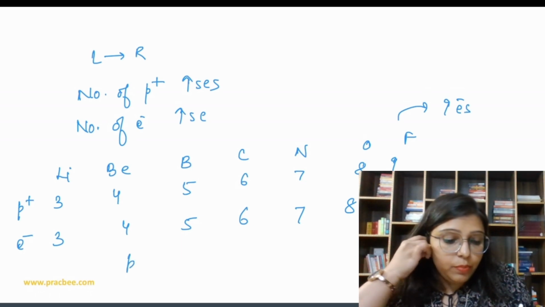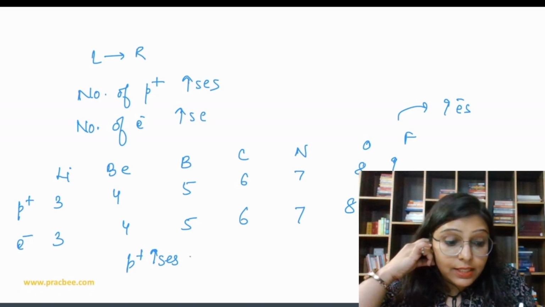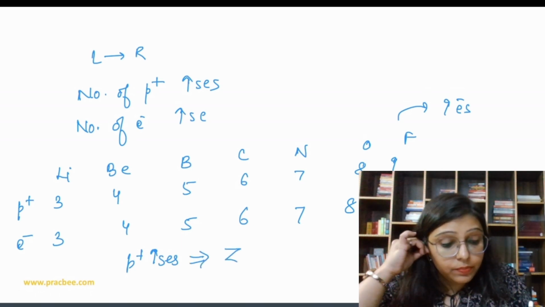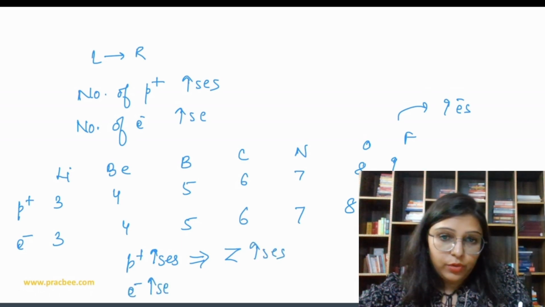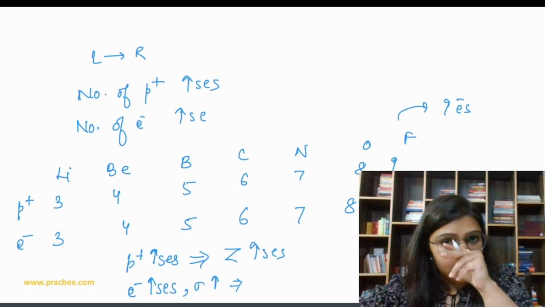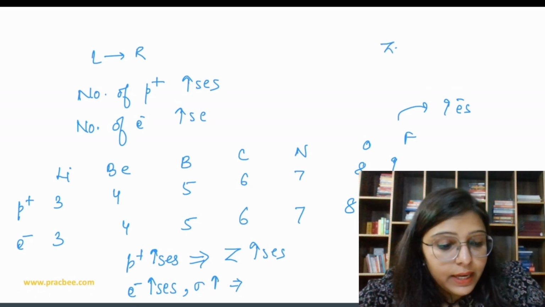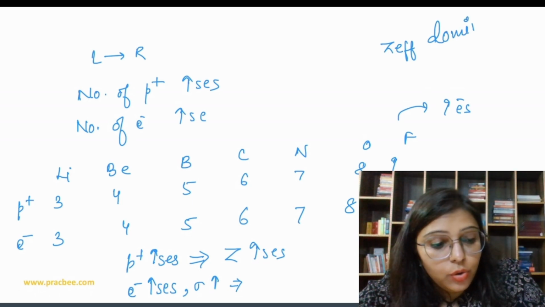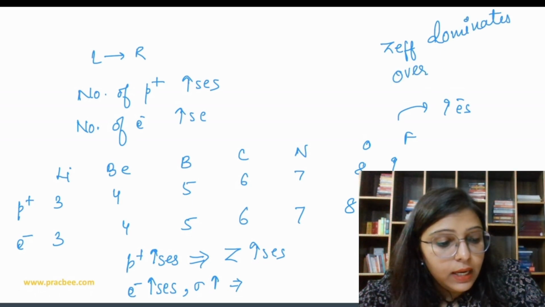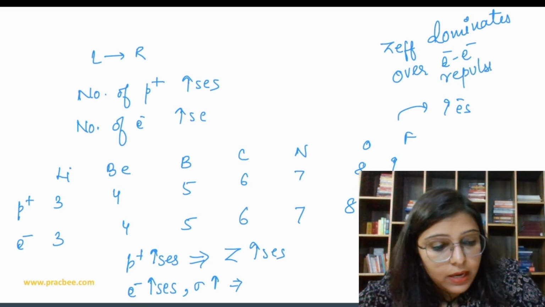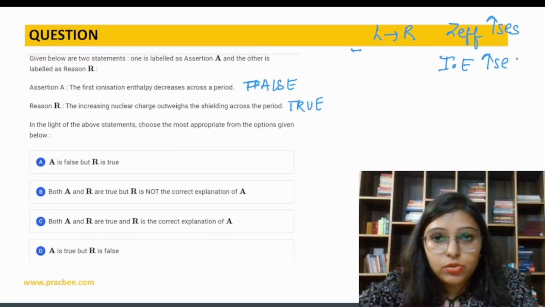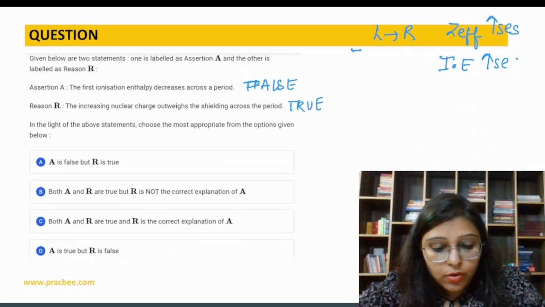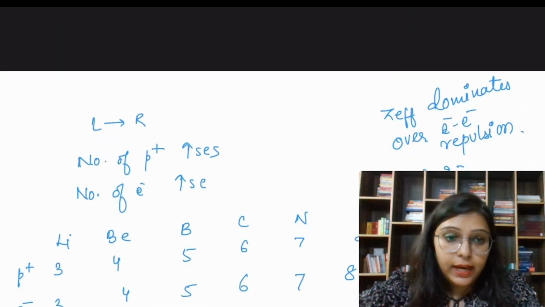So on moving left to right, protons increase, and if protons increase, nuclear charge increases, but electrons also increase. If electrons increase, sigma increases, which means electron repulsion increases. But what happens here? Z effective dominates over electron repulsion. So that is true, the nuclear charge outweighs the shielding across the period. So the assertion is false, but the reason is true. So option A is the correct answer.